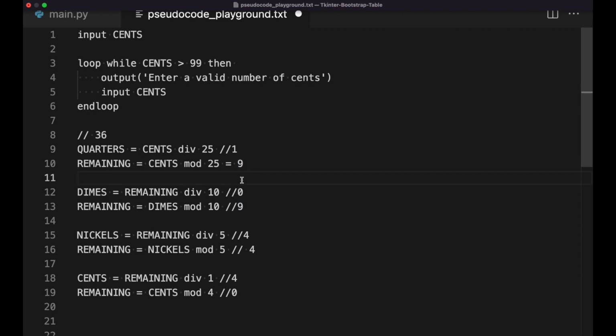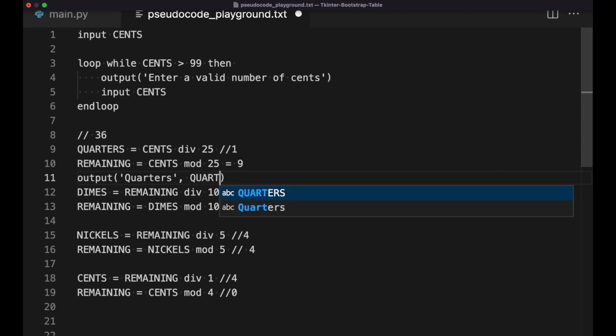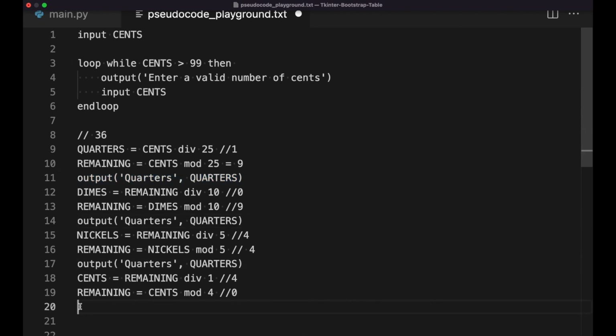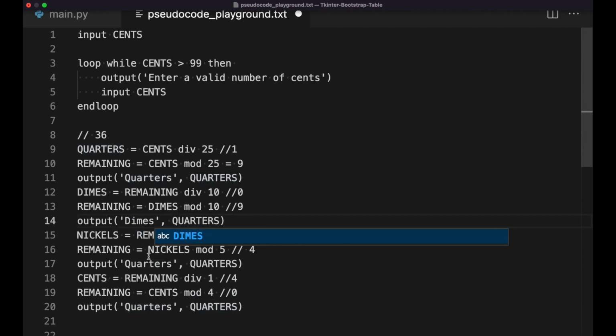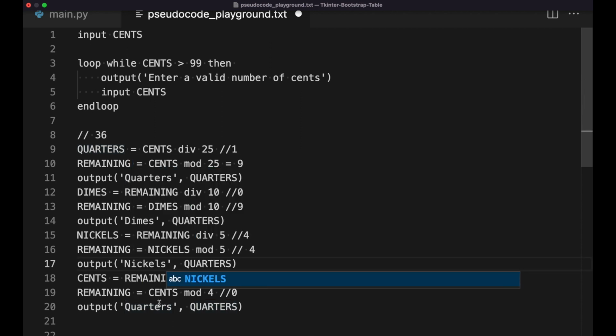So what we could actually do right here is we could output quarters, and then our quarters variable, dimes, nickels, and then cents.